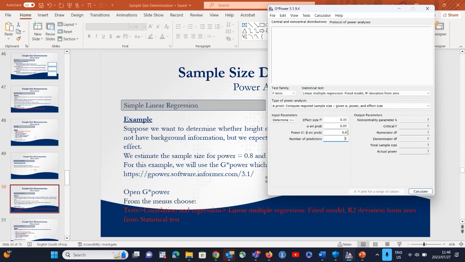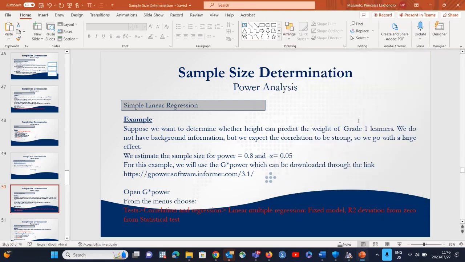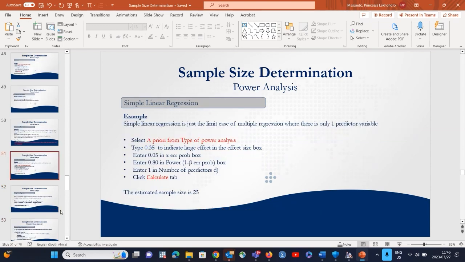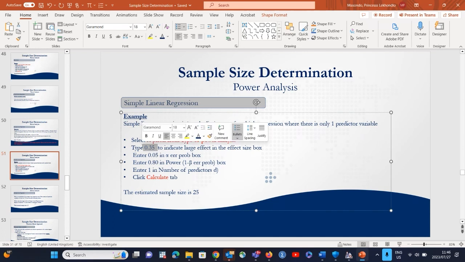The power is fine for it to be 0.8. And then we can specify the effect size. I don't think we've specified the effect size. Yes, the effect size, we might have got this from a previous study, or here if we say 0.35, we are saying we want a large effect.